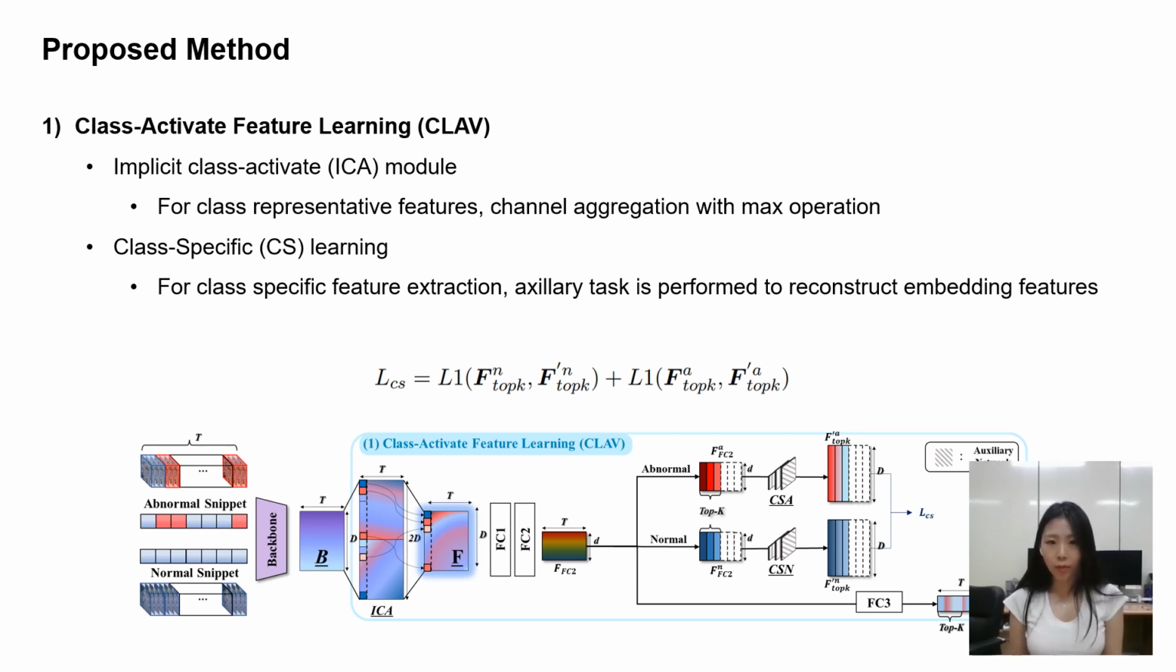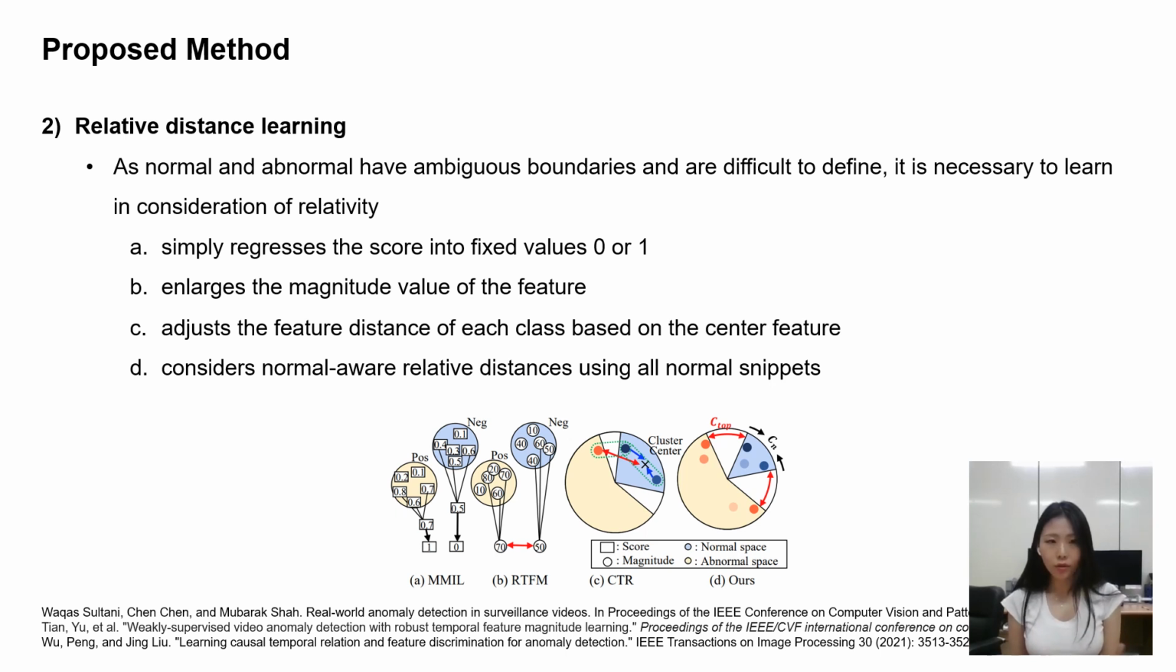The model learns the training data patterns or distribution by minimizing the difference between input and reconstructed output data. As normal and abnormal have ambiguous boundaries and are difficult to define, it is necessary to learn with consideration of relativity. Shown in the figure, most MIL-based methods simply regress the anomaly score to a fixed value, 0 or 1, and the magnitude learning method enlarges the magnitude value of normal and abnormal features. Our proposed relative distance learning enlarges the distance between the hard negative normal feature and the positive abnormal feature according to the normal feature center distance. In this way, our proposed loss considers relative feature distance rather than individual values, such as magnitude or score.